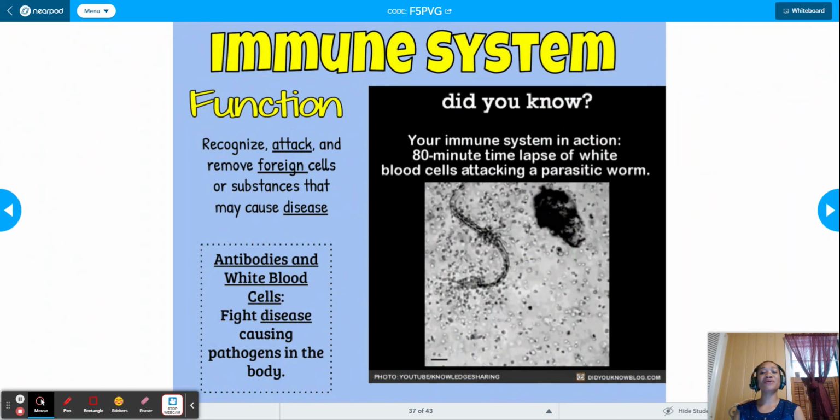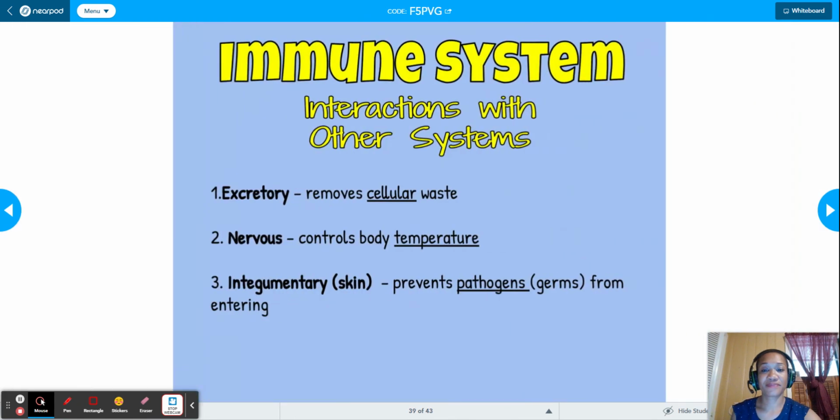And then we have our immune system. Our immune system helps to keep us healthy along with the cell membrane. Remember that the cell membrane is the bodyguard of our cells. It controls what goes in and what goes out of the cell if it is functioning properly. The function of the immune system is to recognize, attack, and remove foreign cells, germs, and substances that might cause disease. The immune system interacts with other systems such as the excretory, the nervous, as well as our integumentary system.